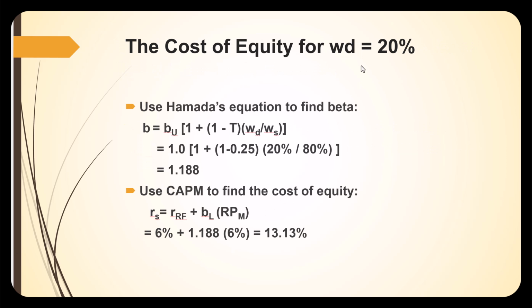So if we talk about a company that has 20% debt, what will that company's beta be? Well, it's their regular beta, the unlevered beta, plus 1 minus the tax, times the relationship between debt and equity. So this company, their beta will change from 1 to 1.188. So their cost of equity changes. So now their cost of equity is now 13.13%. It was 12%.